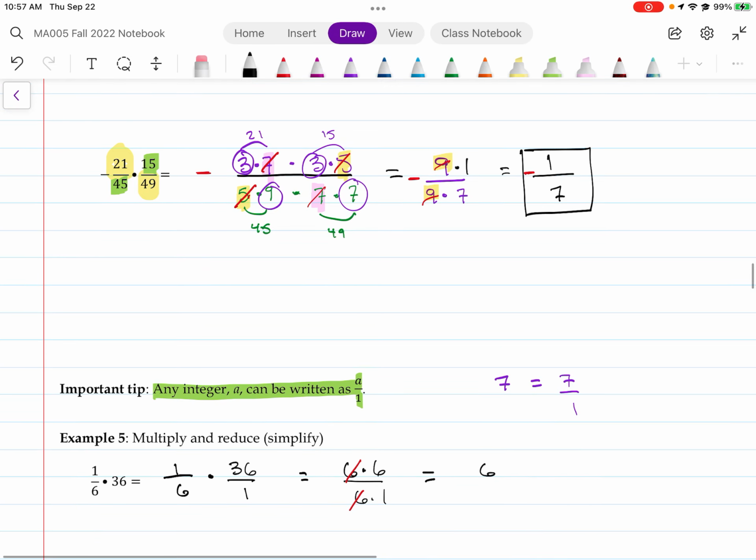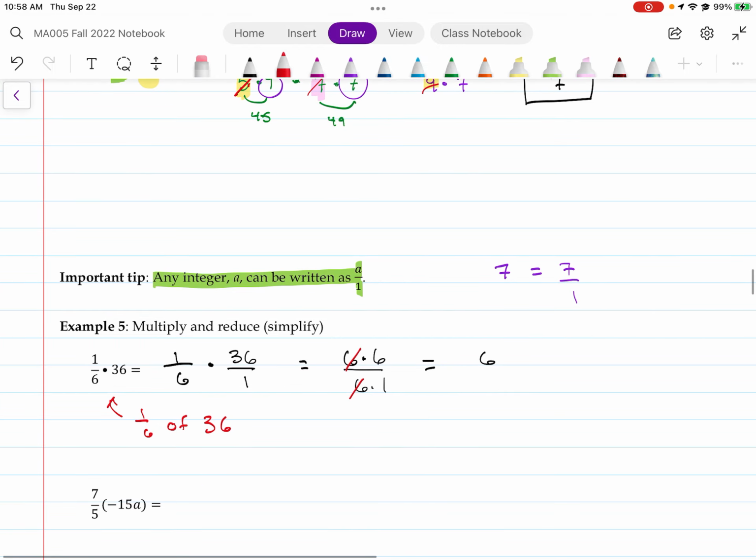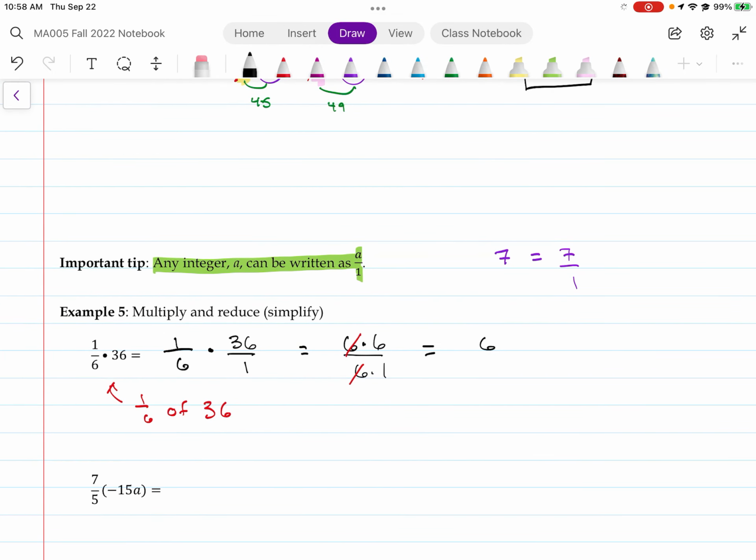Another way to think about this is: what is 1/6 of 36? 1/6 of 36 means 36 divided by 6. Lots of ways to think of it. And I'm going to keep mentioning all of them to help you be more flexible in the way you think about math. All right, so try that one, see what you can do with it.